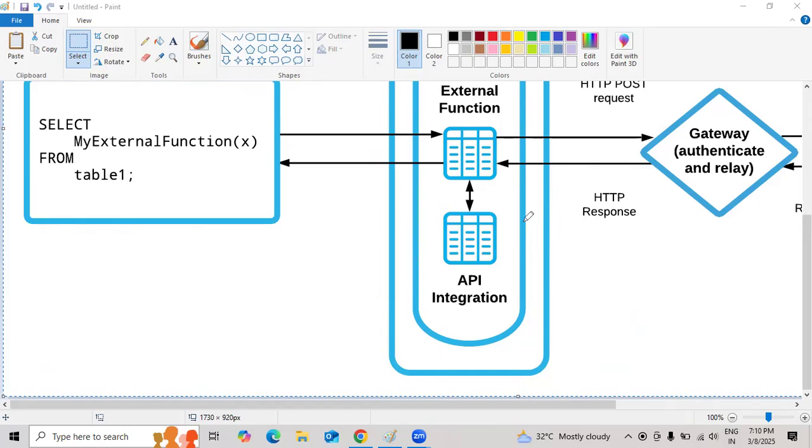So with these API integrations, external functions follow different rules: external function rules which return values, and at the same time external function rules which can accept parameters. Everything is used here. This is how external functions are generally used when we are working on Snowflake.